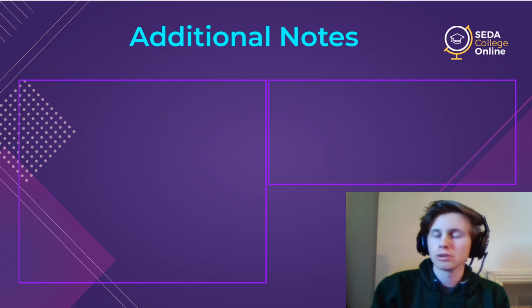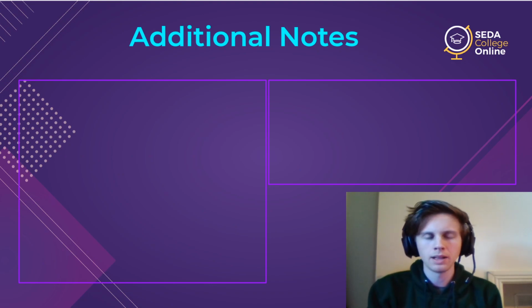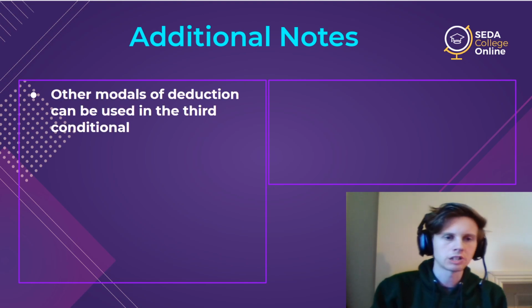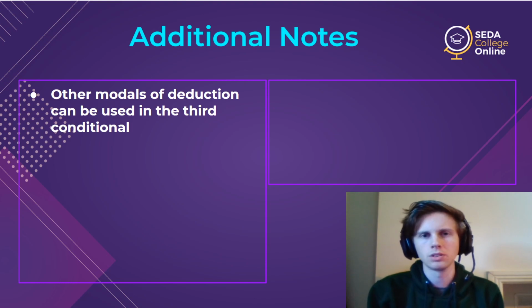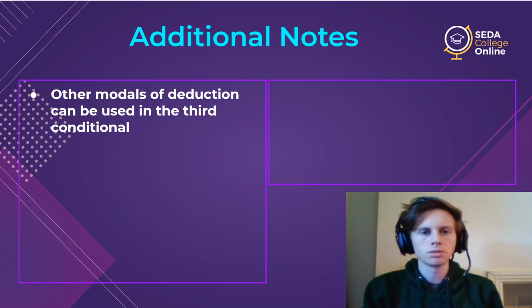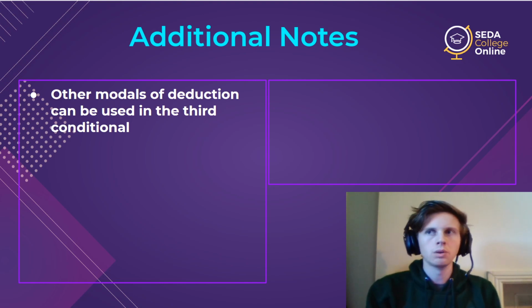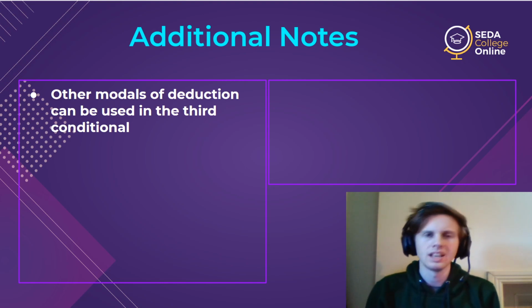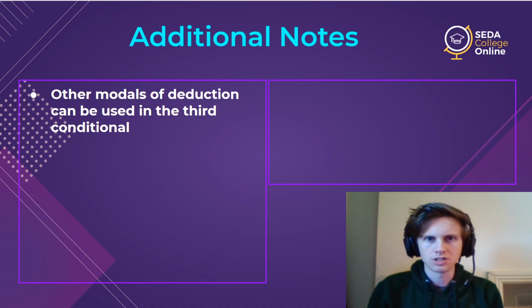I do have some additional notes for the third conditional as well. So, for example, other modal verbs of deduction can be used in the third conditional. If you remember, we talked about modal deduction a few lessons ago, and these are things like might, may, could, must. Saying she must have been late, she might have gotten lost, she may have forgotten her umbrella, making these kind of guesses about situations. And that's essentially what the third conditional is doing.